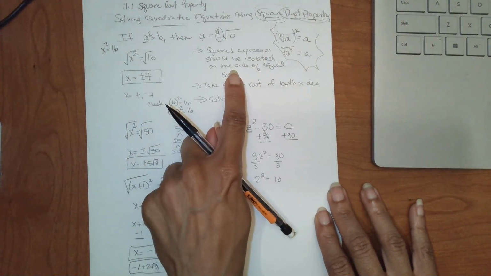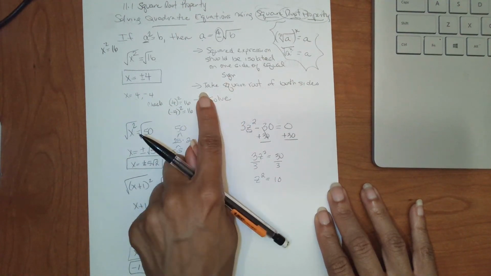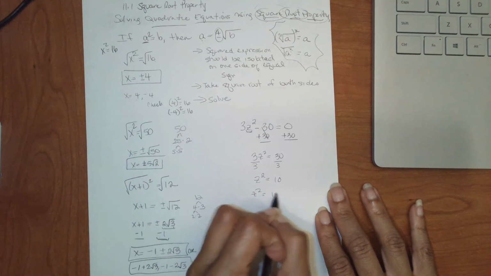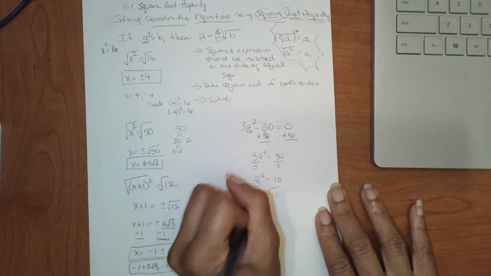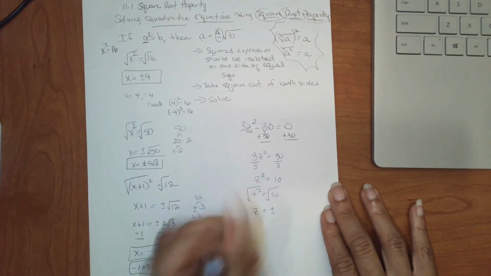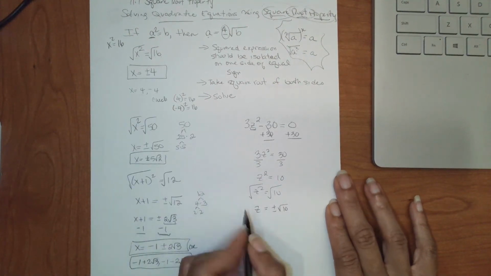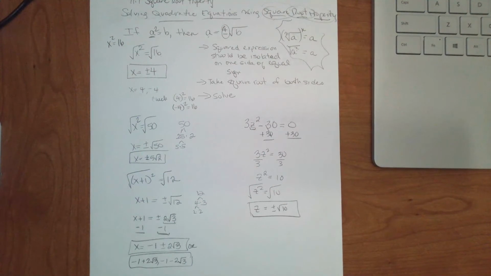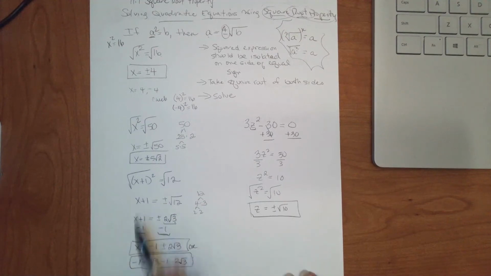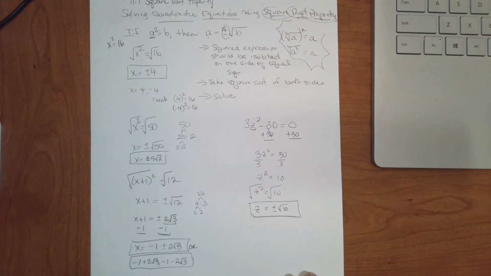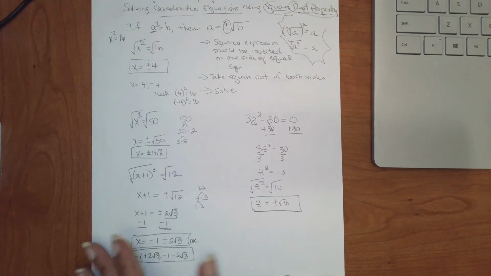Now our squared expression is isolated, so we take the square root of both sides. z squared equals 10, so z equals plus or minus the square root of 10. The square root of 10 cannot break down, so we would be finished with this problem. So the square root property, you're just bringing in the square root to get rid of whatever the squared expression is, and then you'll be able to solve by isolating your variable.